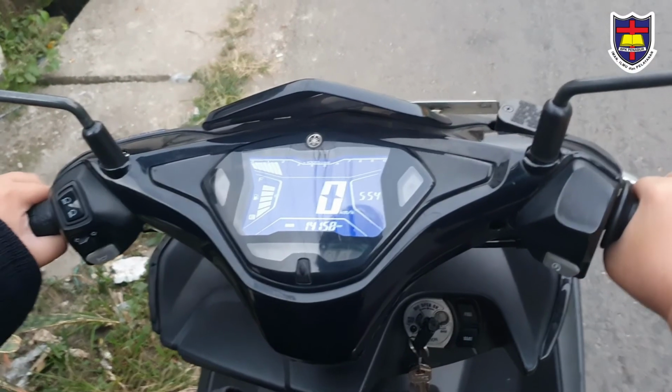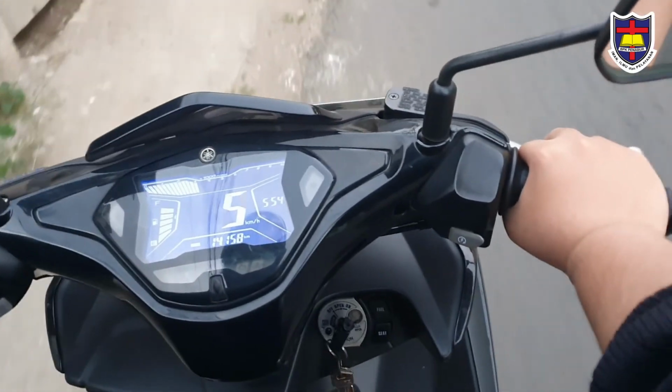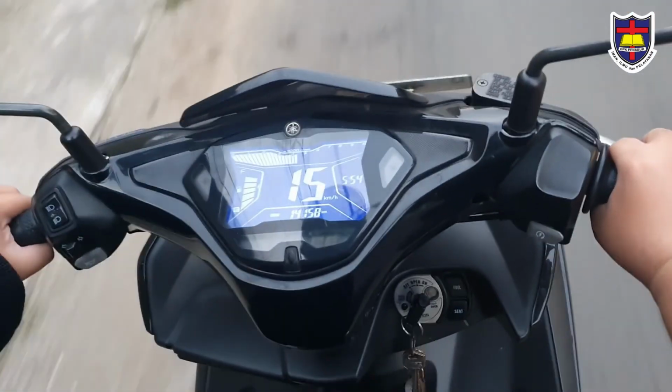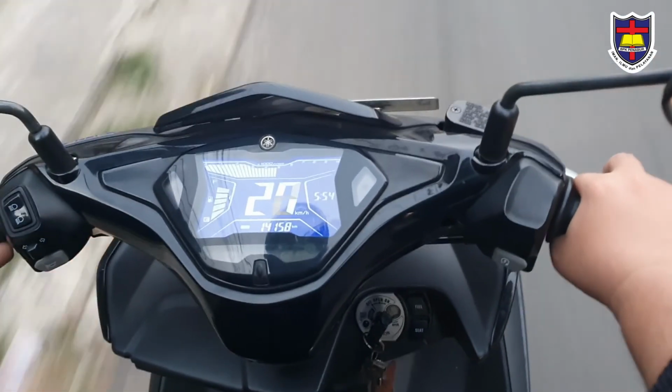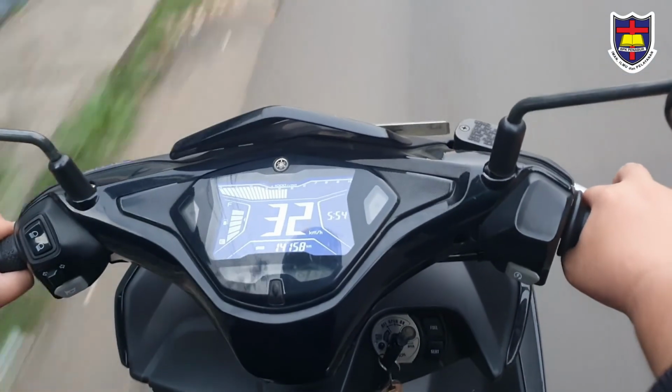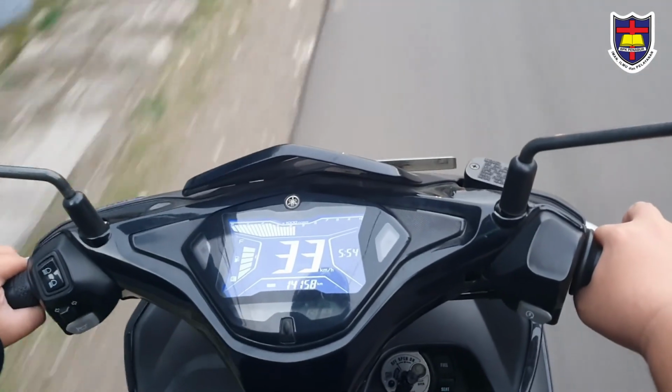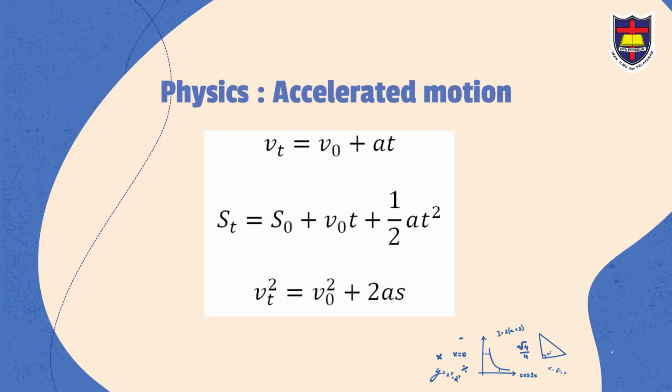Now for the next one, we've already learned about it in 8th grade in physics class. So we have a motion that is called accelerated motion. So when we see the formula of accelerated motion, we can see the quadratic equation in there.